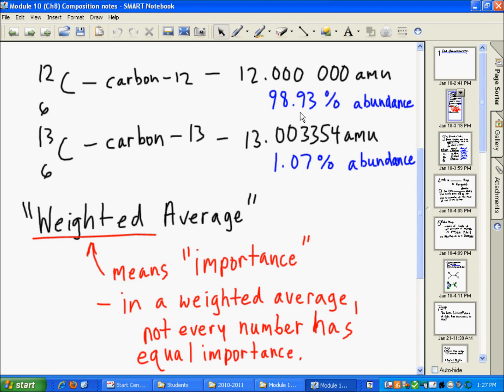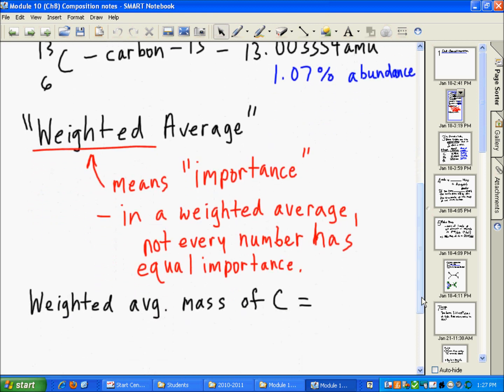So instead of calculating an arithmetic mean, which is the normal way we calculate an average, what they do is calculate something called a weighted average. And by weight here, we're not talking about weight as in mass. Weight in this case means importance. And when you calculate a weighted average, what you do is you multiply the importance by the number.